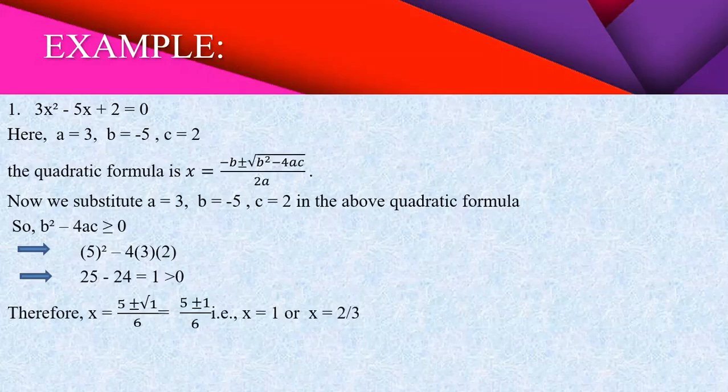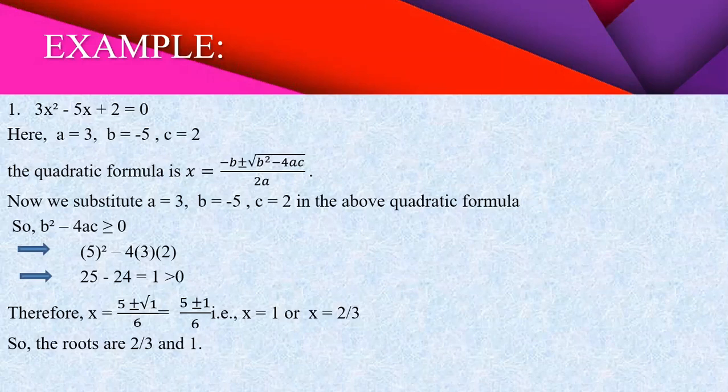Now substitute these values in the quadratic formula. x equals to minus b plus or minus root of b square minus 4ac divided by 2a. Now substituting a as 3, b as minus 5 and c as 2, we will get b square minus 4ac value as 5 square minus 4 into 3 into 2, which is 25 minus 24, which is equals to 1.